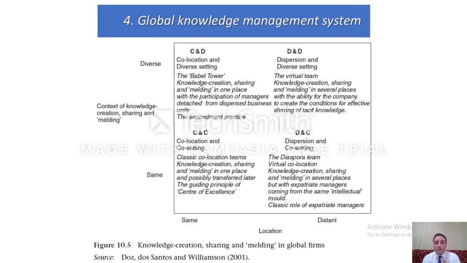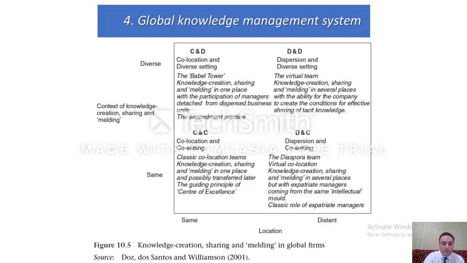As you can see, this figure can summarize the four models. We can see at the vertical axis the context of knowledge creation, sharing, and melding. There is maybe the same context or diverse context. And on the horizontal, we can see the location, maybe the same location or distant location. For the C and C model, for example, the collocation and co-setting, there is the classical collocation teams, knowledge creation, sharing, and melding in one place.